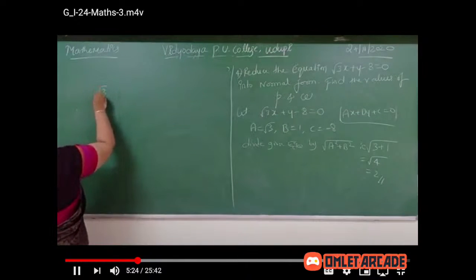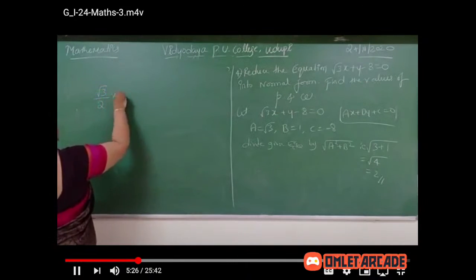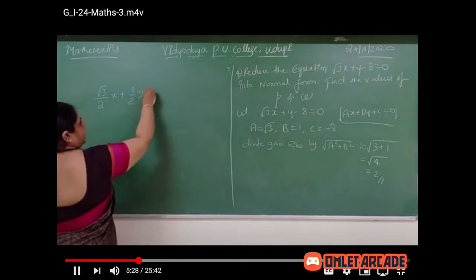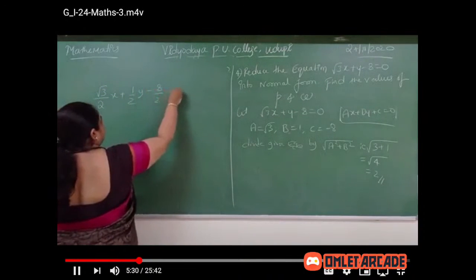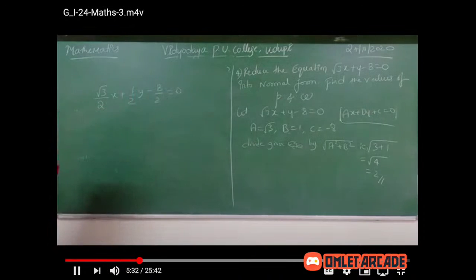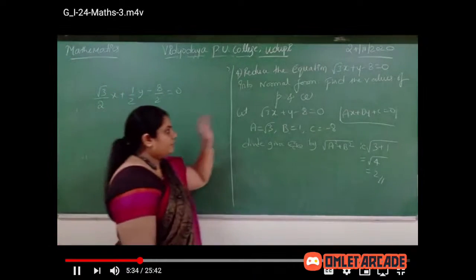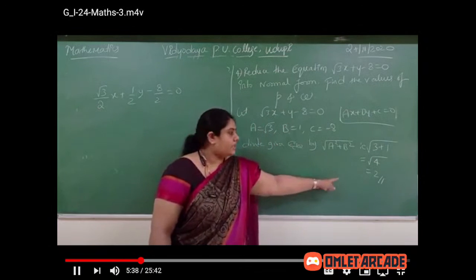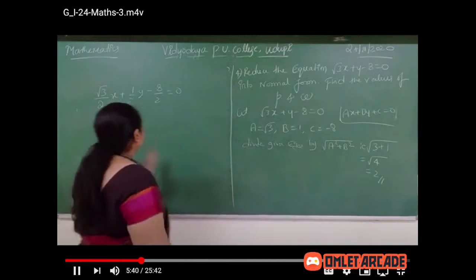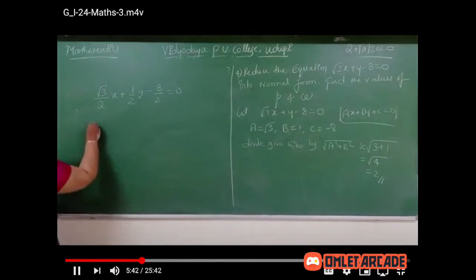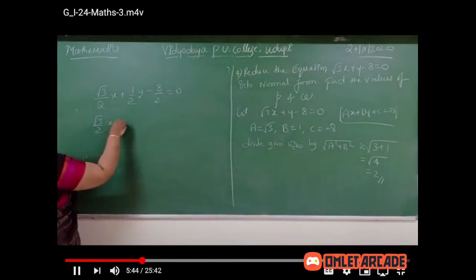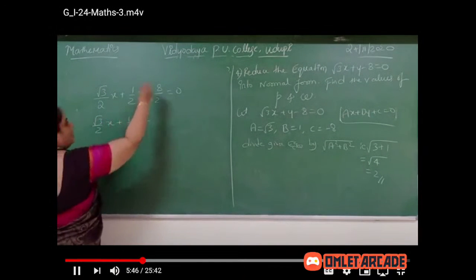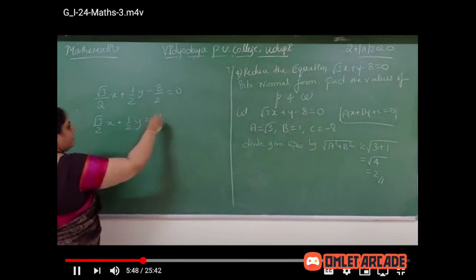See, the equation becomes what? Root 3 by 2 x plus 1 by 2 y minus 8 by 2 is equal to 0. When you divide the given equation by root of a squared plus b squared, that is 2 here, you will get it in this form. Root 3 by 2 x plus half y is equal to, when you shift it to the RHS, 4.